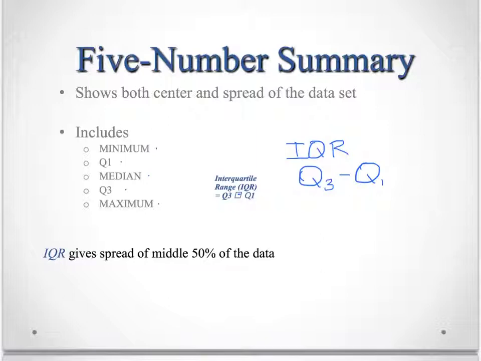The outliers aren't going to affect that one. Okay? So the range gives you the spread of all of the data. The interquartile range gives us the spread of the middle half of the data.